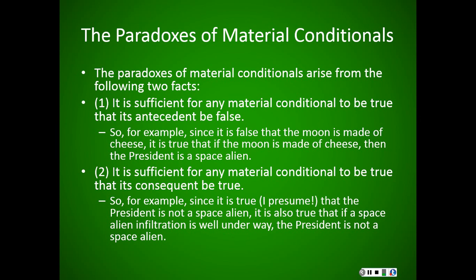So, to repeat, it is sufficient for any material conditional to be true that its antecedent be false, and it's also sufficient for any material conditional to be true that its consequent be true. Inspect the truth table and you will see that that is so. This arises from the fact that the only case in which the material conditional is false is when it has a true antecedent but a false consequent. In every other case, it is true.